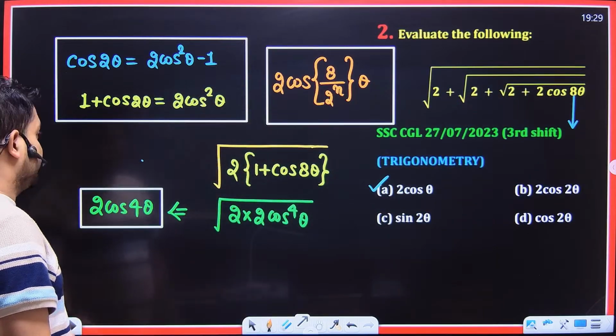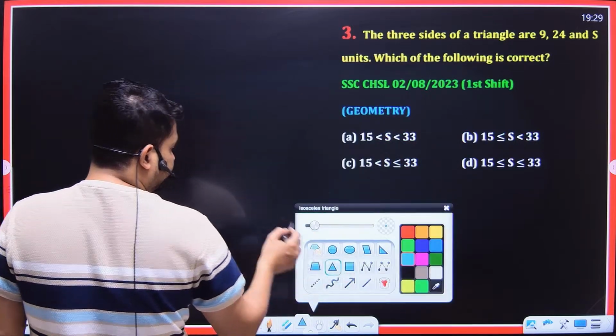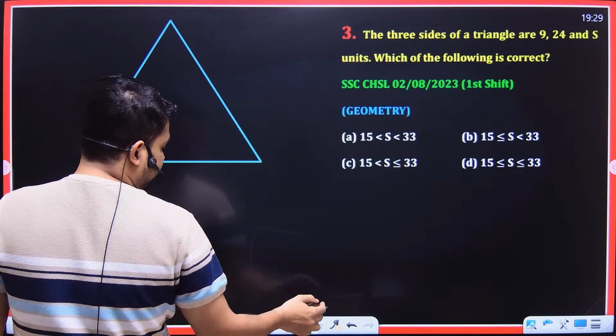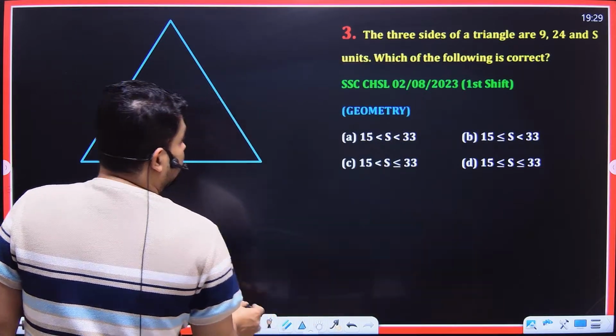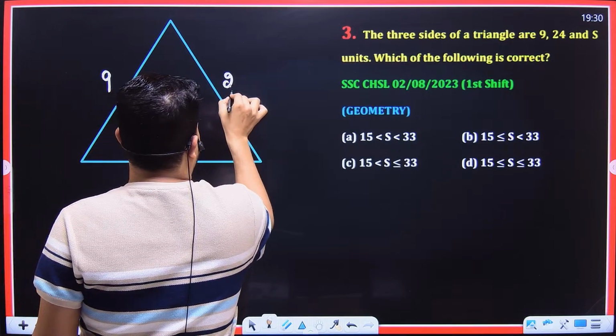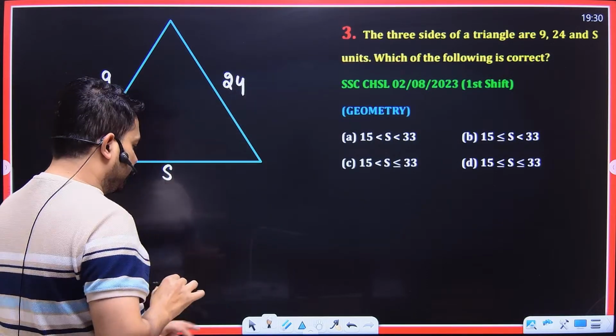Question number 3. Three sides of a triangle are 9 centimeter, 24 centimeter, and s centimeter. We have a triangle and its sides, and he is asking for the range of s.